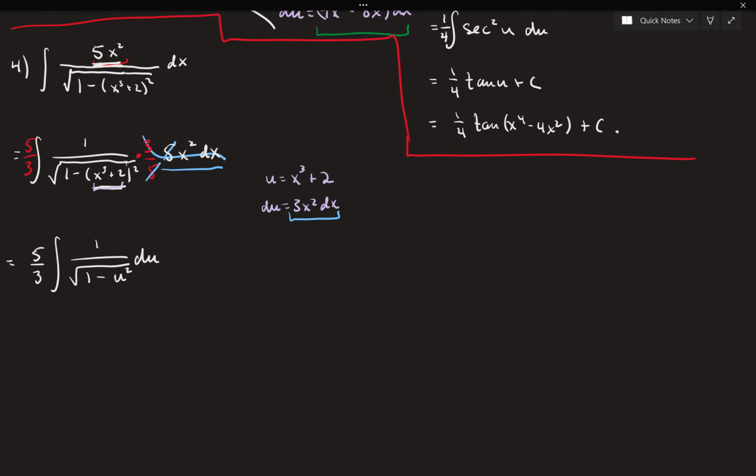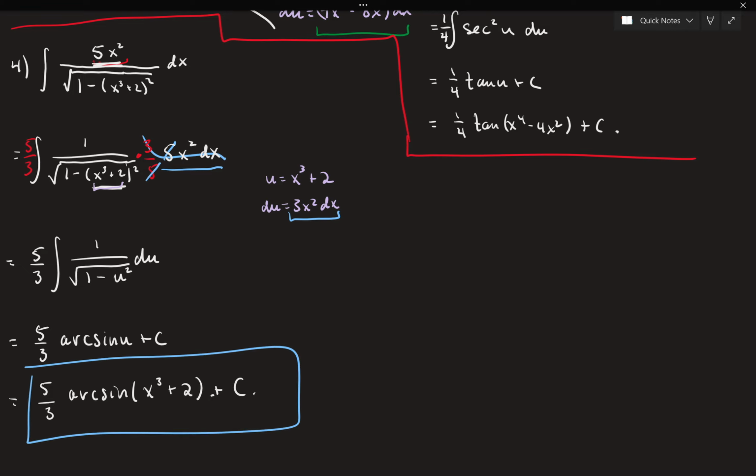What's this antiderivative? I know the derivative of arcsine is exactly that. So I know this has got to be arcsine u. Then I can just plug it back in. Put in my plus C, and that's the answer. Hope that helped.